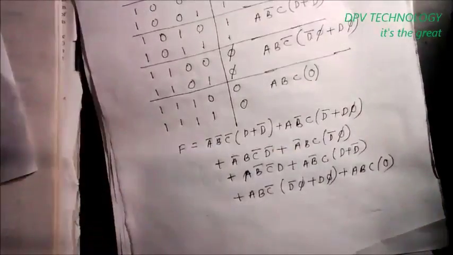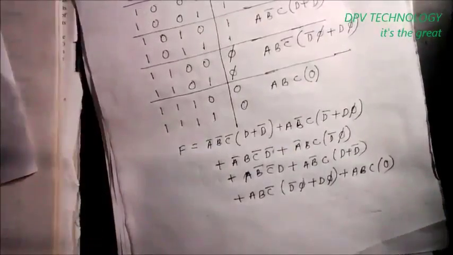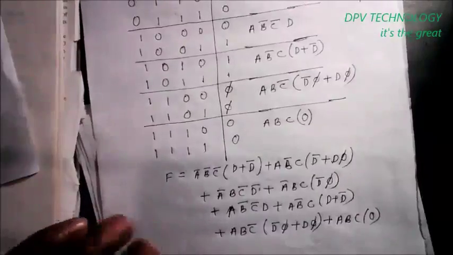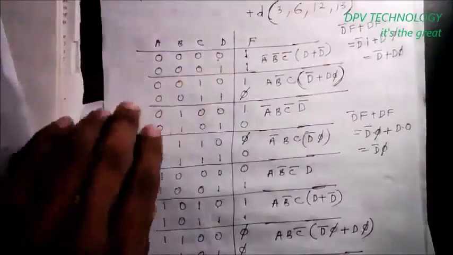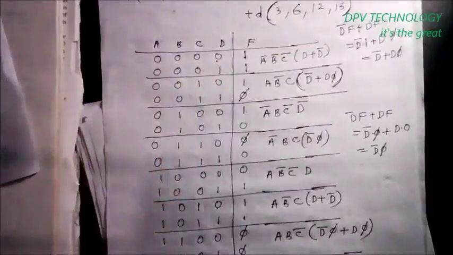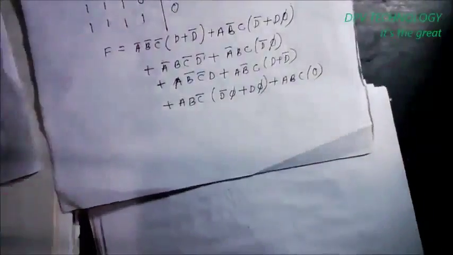Now from this we have to make that map. So here we will get a 3 variable map instead of a 4 variable map. If you do this with a K map, you will get a 4 variable map, but here we will get only a 3 variable map. I am going to make this map now. Make a 3 variable map.